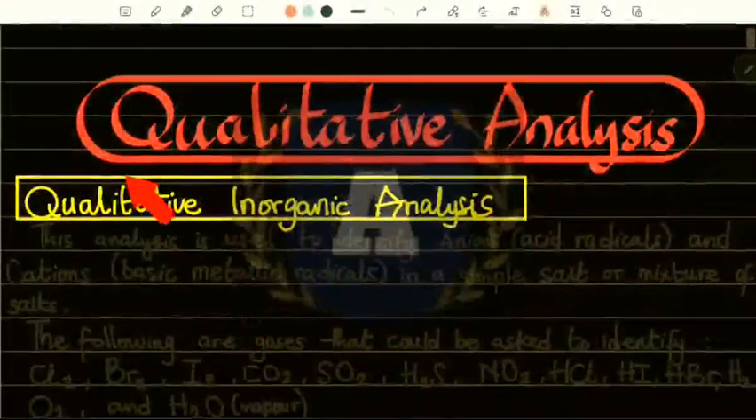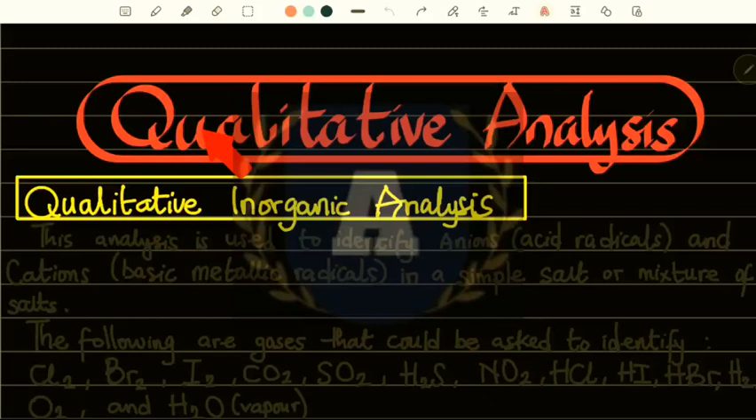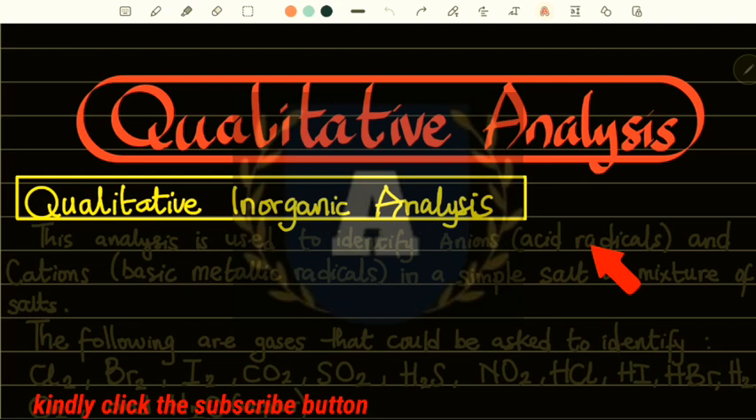So today, by God's grace, we'll be looking at qualitative analysis with respect to WAEC, GCE, NECO. This will really help, most especially in the area that has to do with the second question in chemistry practicals. So we have the qualitative inorganic analysis in this part.